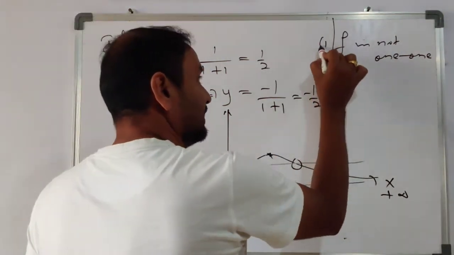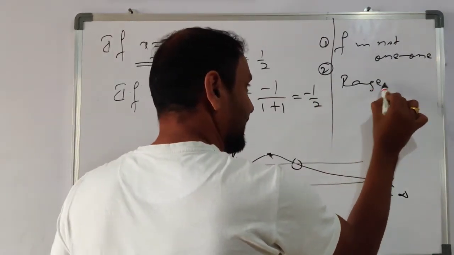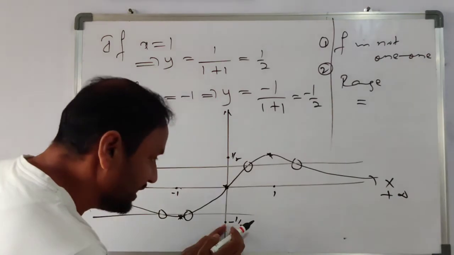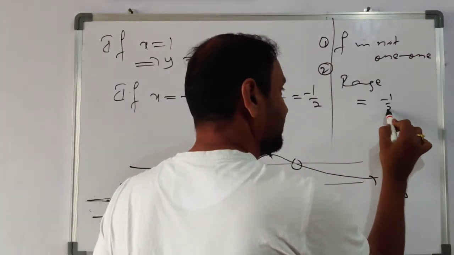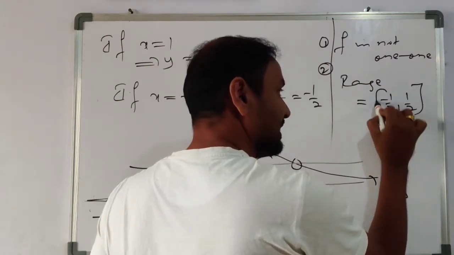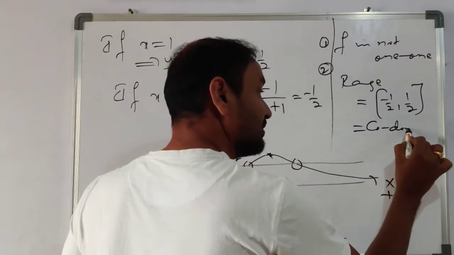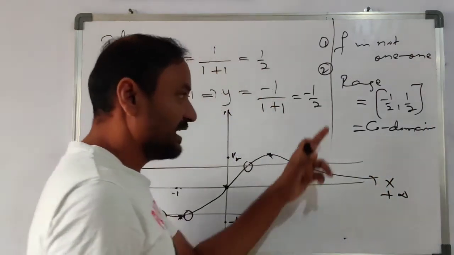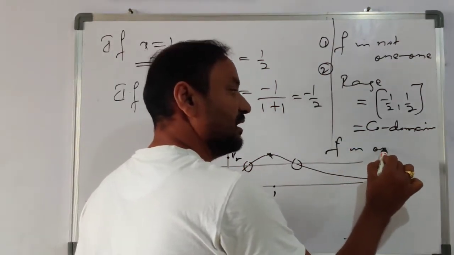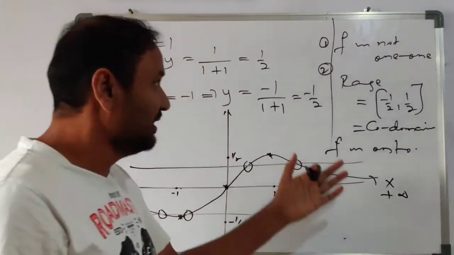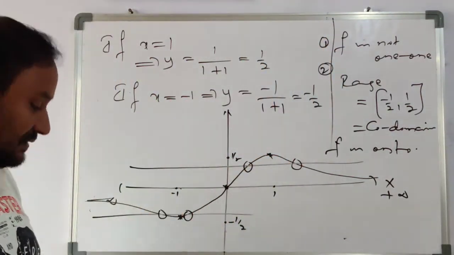Number 2: what is the range? The minimum value is minus 1 by 2, the maximum value is plus 1 by 2. So the range is minus 1 by 2 to plus 1 by 2. This is the range of the graph. But it is equal to the codomain. Therefore, range equal to codomain means the function is onto. Therefore, f is onto. So that's why we can observe one-one and onto by graph. It is a very easy method.